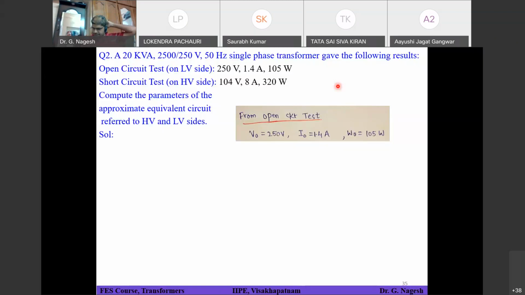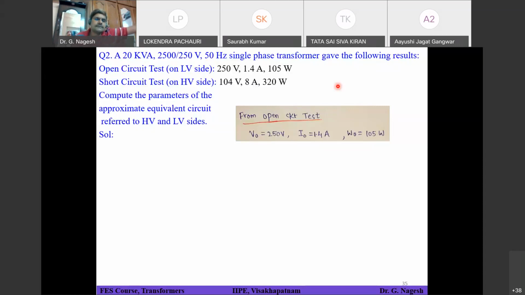Sir, RC is 595.23 ohms and XM is 187.19 ohms. Okay, let's see that. But before that, we will give some time for others also to do. So others also please try, and we'll see whether you are also getting the same answer or not.